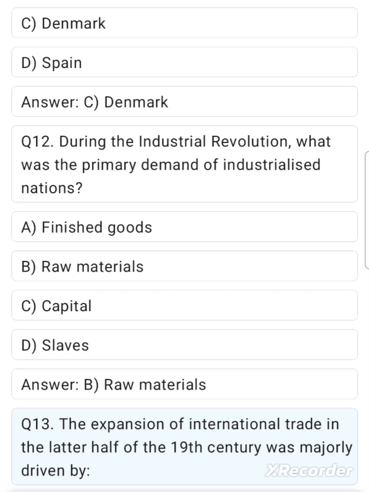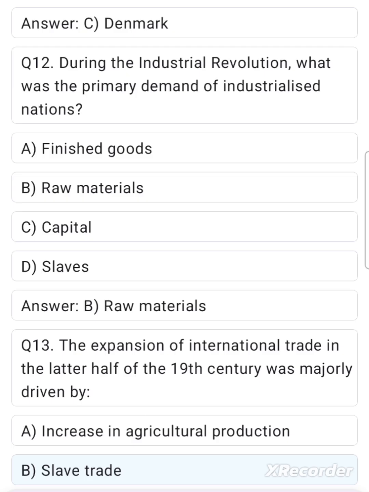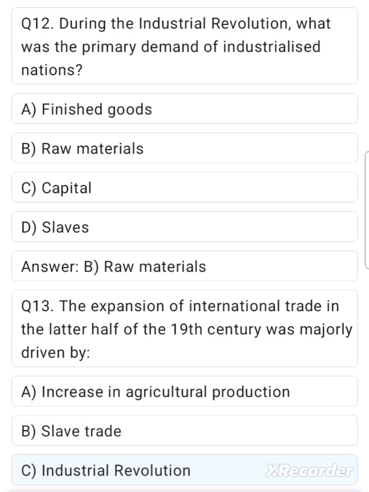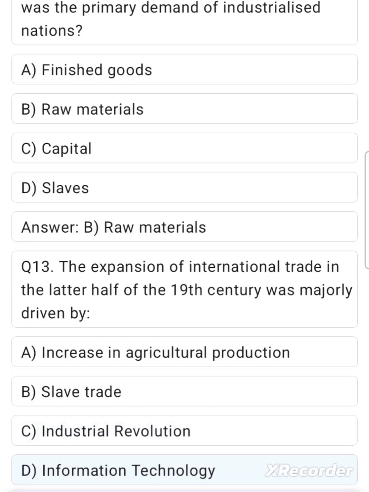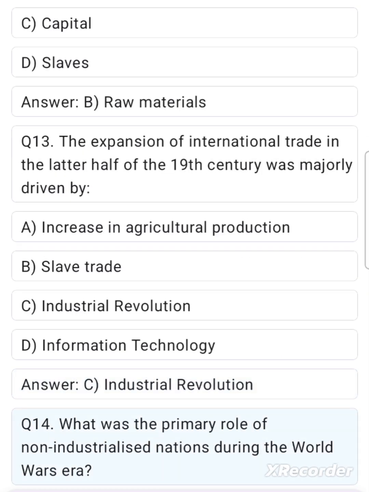Q13. The expansion of international trade in the latter half of the 19th century was majorly driven by A. Increase in agricultural production. B. Slave trade. C. Industrial revolution. D. Information technology. Answer. C. Industrial revolution.